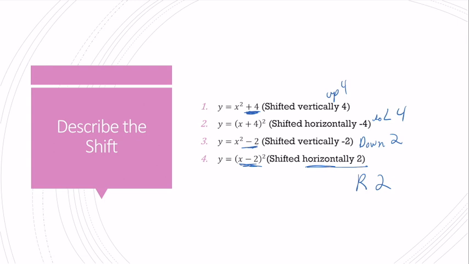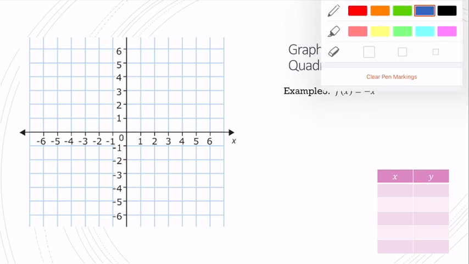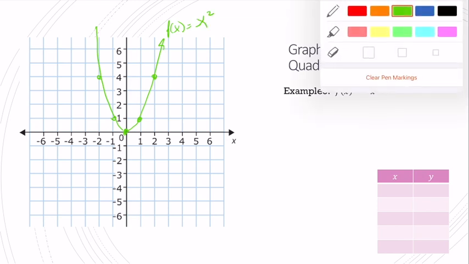So I can kind of put this all together once I show you one more thing, and that's graphing a negative quadratic function. So we have our original parent function. I'm going to do that in green. So here's our original function. This is f of x equals x squared. How is that going to change if I put a negative in front? So let's plug in some x values.